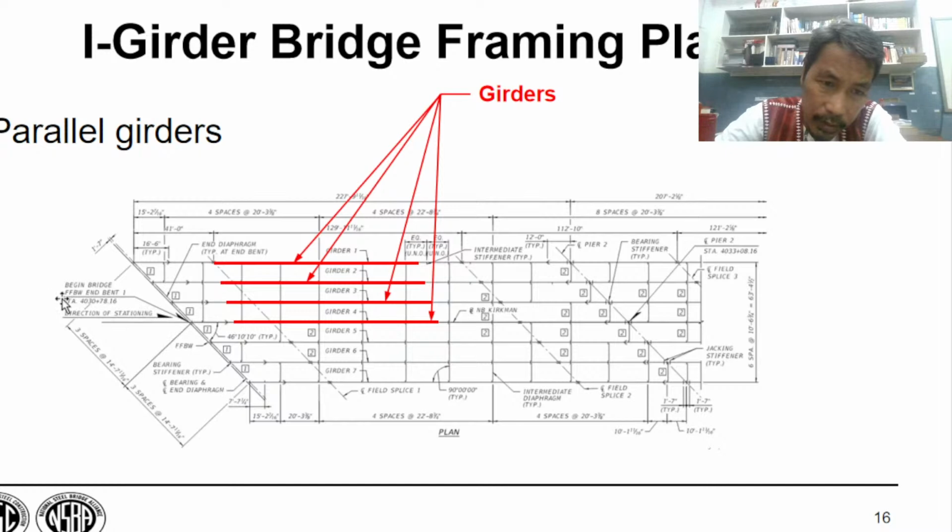So we have, okay, station 4030 plus 78.16. So that is what we mean. A very specific point on the earth, with reference to some known points, the direction of stationing, and so on.